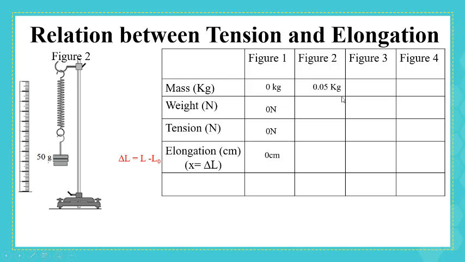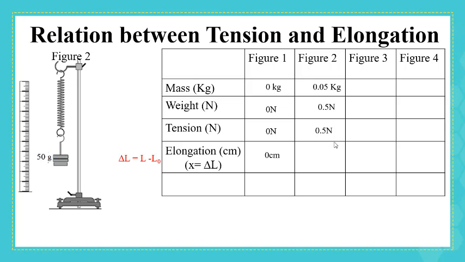To find the weight, you have to multiply this mass by 10, the gravity. So mass times the gravity, then it is 0.5 Newton. To find the tension, we said that tension is equal to the weight because it's a case of equilibrium, then it is also equal to 0.5 Newton.